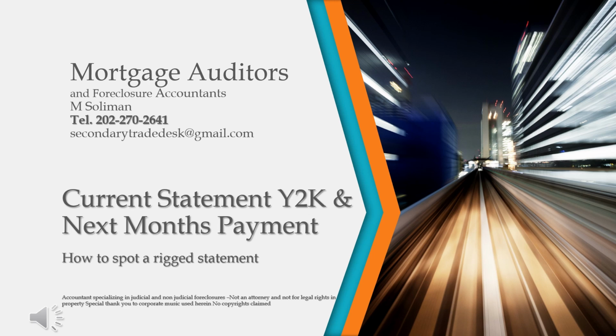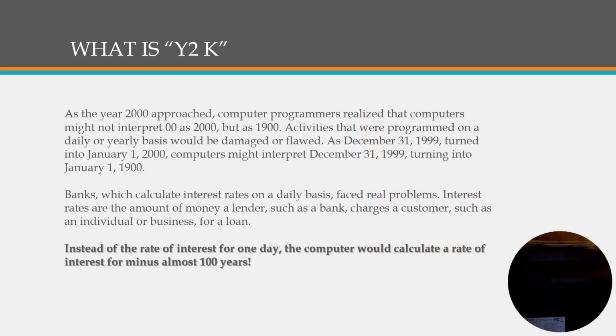Let's get going. Current statement and next month's payment. How to spot a rigged statement. And have you take a look at something. This was an article by National Geographic that's now owned by Encyclopedia Britannica. It was actually by the National Geographic Research Society, and I took an excerpt from this article.